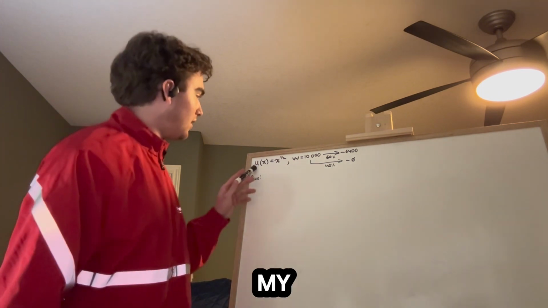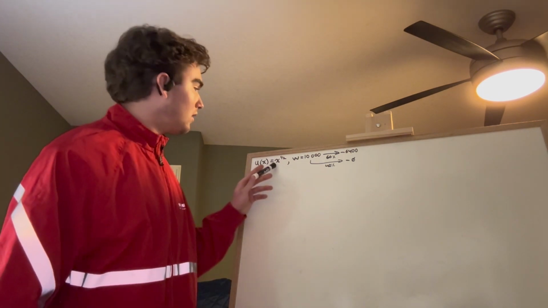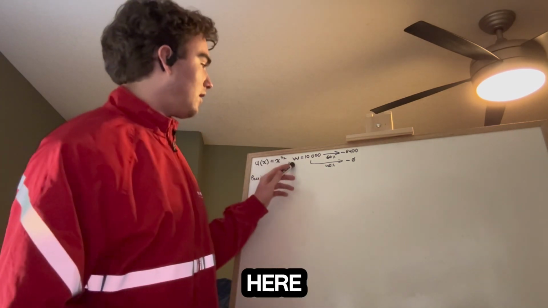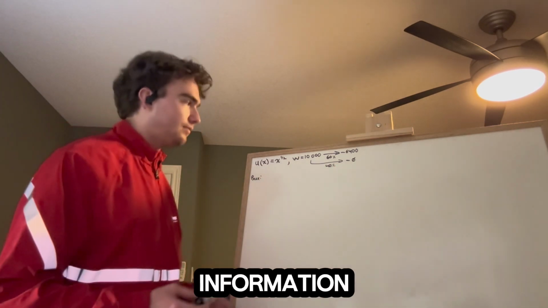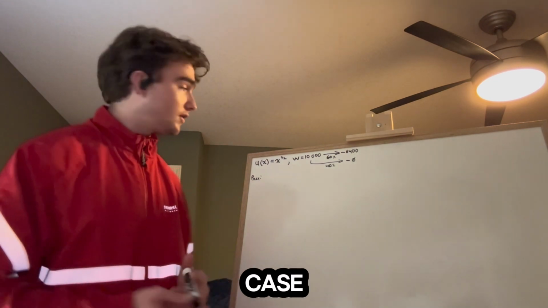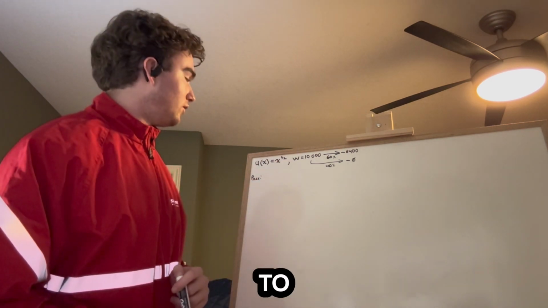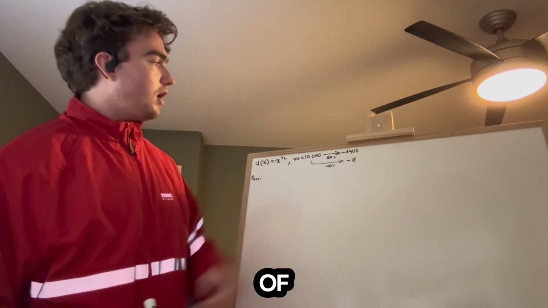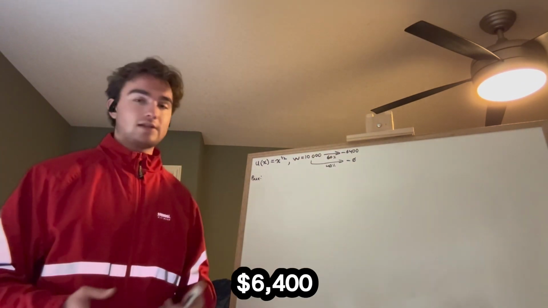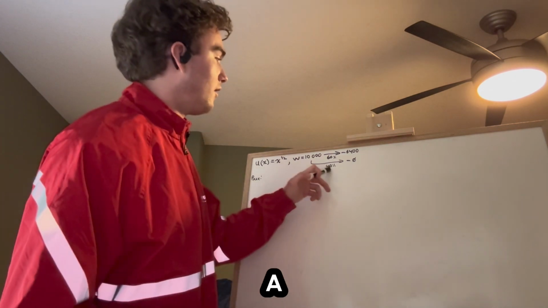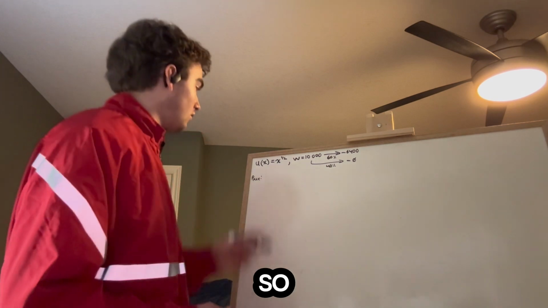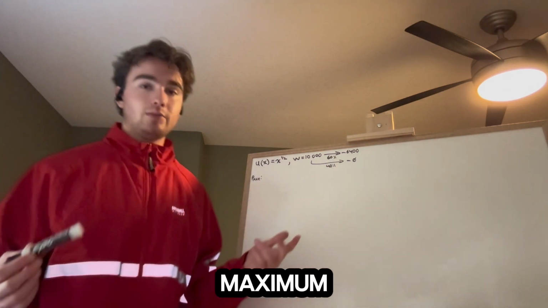So first I have my utility right here, which is equal to x to the power of 1/2. And then here I have some more information. In this case, your wealth is equal to 10,000. There's a 60% chance of losing $6,400, and there is a 40% chance to lose nothing. So what will your maximum premium be?